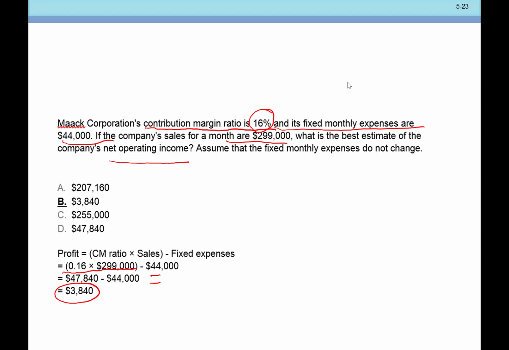Well, if we take that $299 and we multiply it by the contribution margin ratio, that's telling us what percent of each dollar goes towards first my fixed expenses and then my profit, right? So if it's 16% of each dollar, I take the $299 times the 0.16, that gives me that $47,840 minus the fixed expenses means I would have an operating profit of $38,840, right?